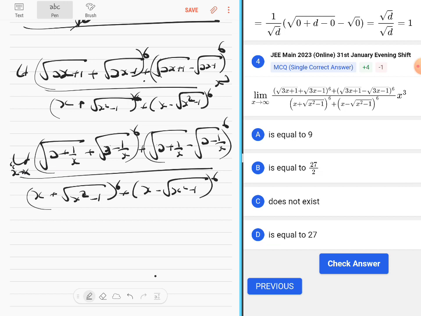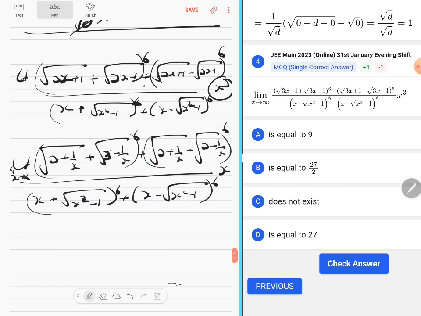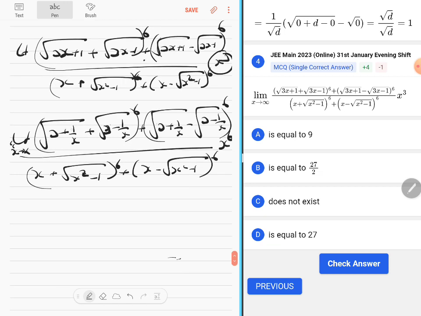But actually it's not root x, there's the whole to the power 6. So x to the power 3 by x to the power 1 by 2 whole to the power 6 is like x cube, which means I'm multiplying and dividing by an x cube. So this x to the power 3 is going to become x to the power 6. So now 1 by x itself is 0. And so limit of x tends to infinity is root 3 plus root 3, which is 2 root 3, 2 root 3 the whole to the power 6.